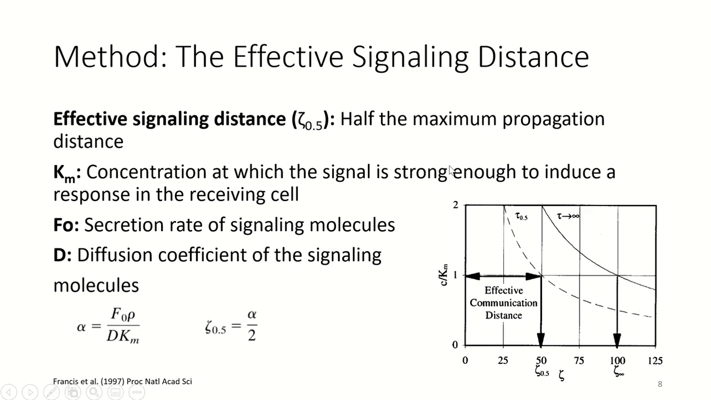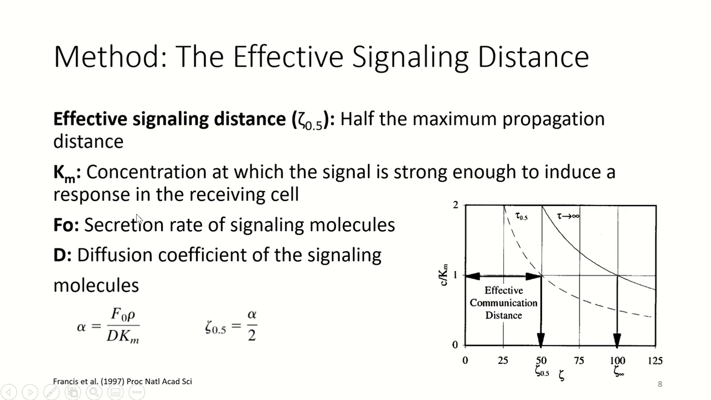So if the secreting cell was allowed to secrete for an infinite amount of time, at infinite time the system would reach a steady state with a concentration profile that doesn't change. And they define the effective signaling distance as half that maximum propagation distance.